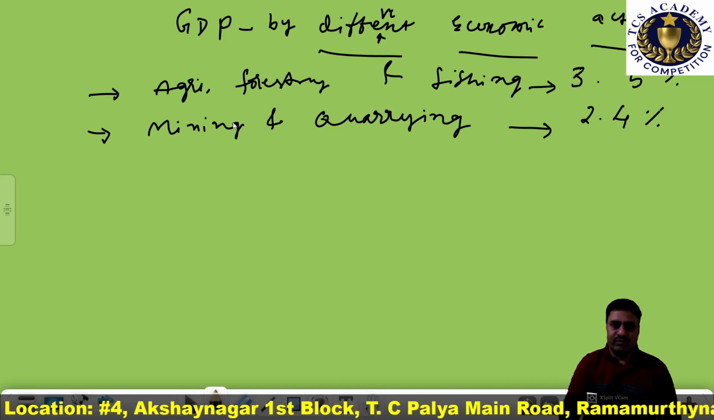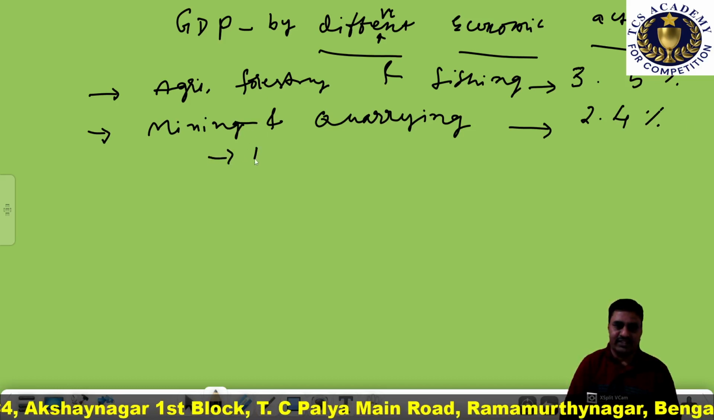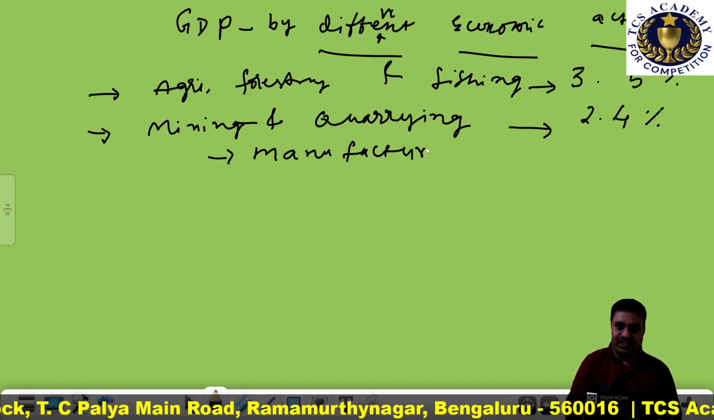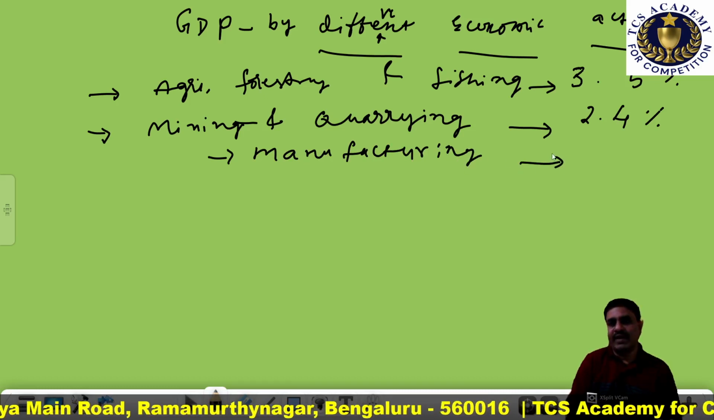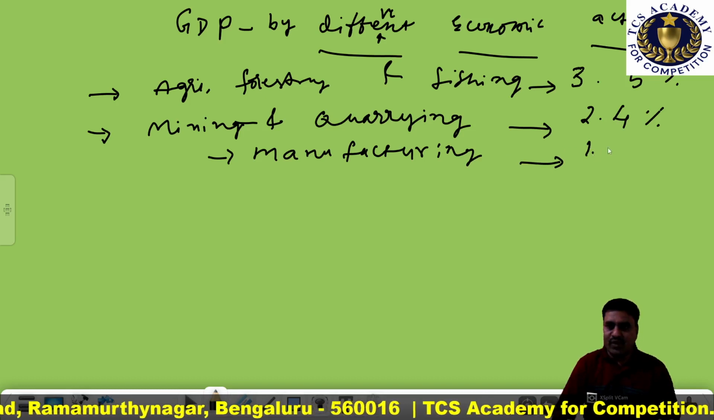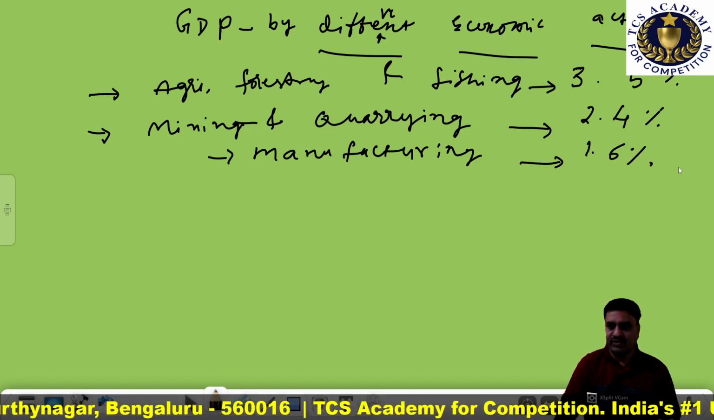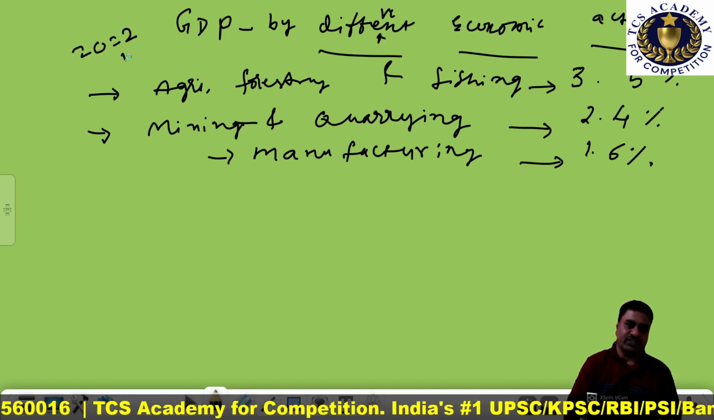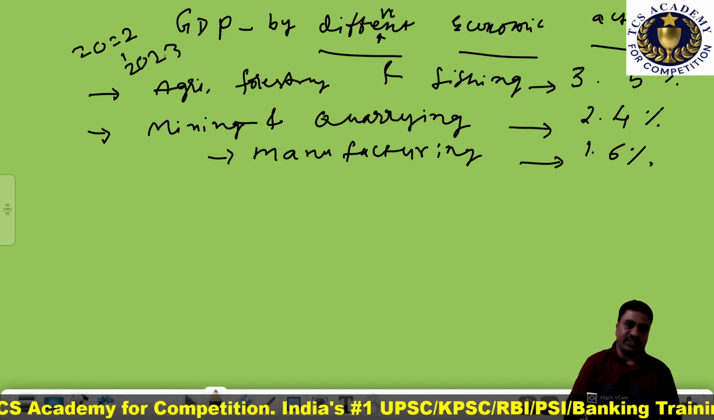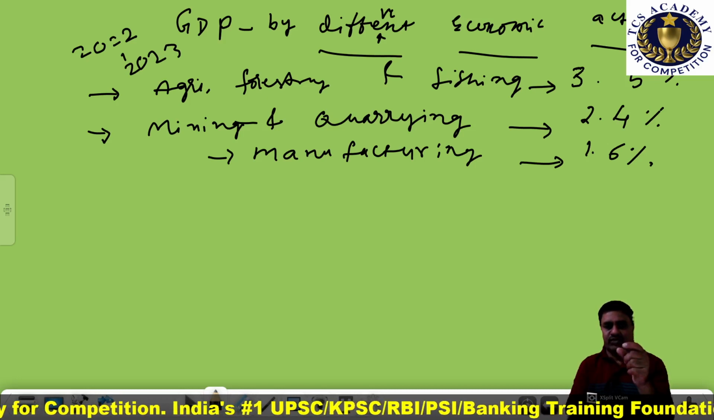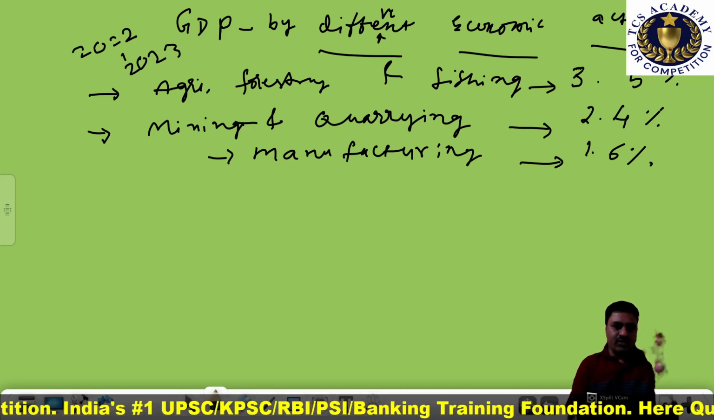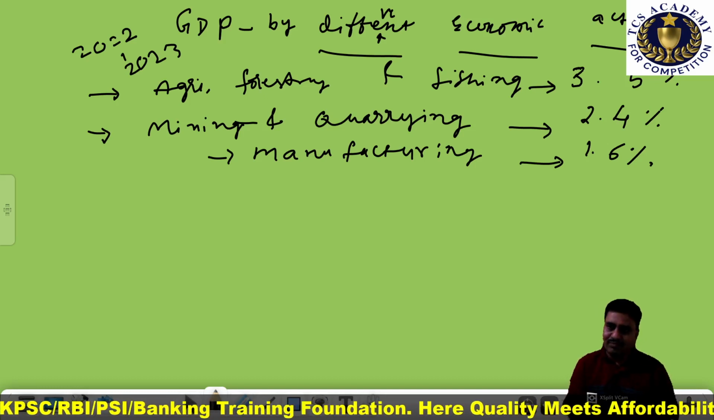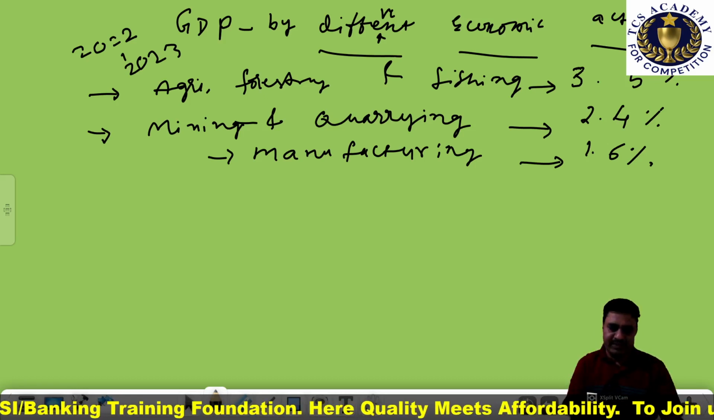Okay, now, all types of manufacturing sector, which contributes 1.6 percentage to our GDP. All these data we have taken in one financial year 22 and 23, 2022 to 2023. So in this financial year, manufacturing sector contributes 1.6 percentage to the GDP of the country.